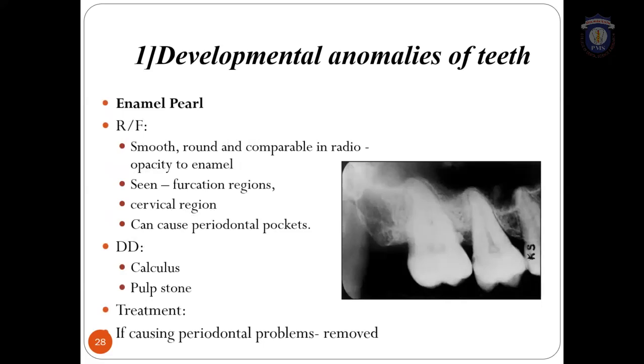Radiographically, it is seen as a smooth, round radiopacity comparable to that of enamel. It is seen in the furcation areas and can cause a periodontal pocket. So we need to differentiate it from calculus in that area or pulp stones. And it needs to be removed before causing further periodontal problems.